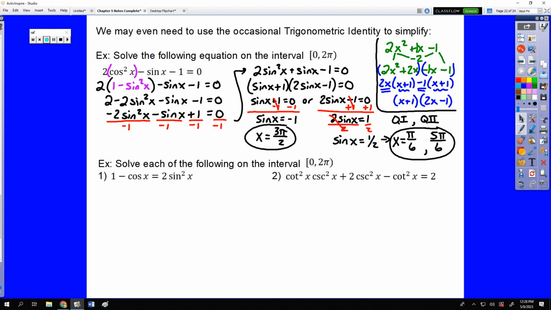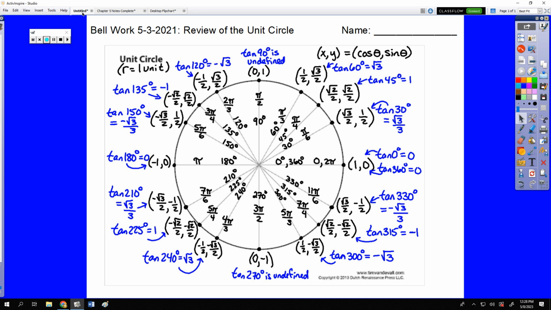So again, let's go over to the unit circle real quick so I can explain exactly where those numbers came from. Sine of x equals -1 happens here at 3 pi over 2. And sine of x equals positive 1/2 happens here at pi over 6 and here at 5 pi over 6. So my three solutions are 3 pi over 2, pi over 6, and 5 pi over 6.